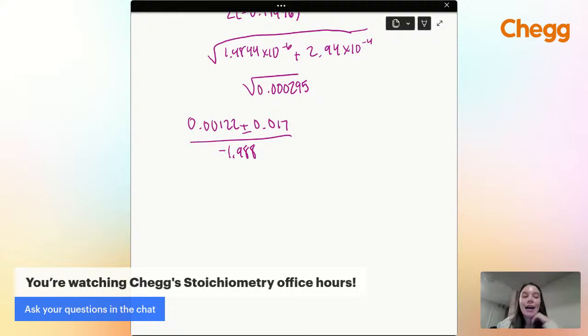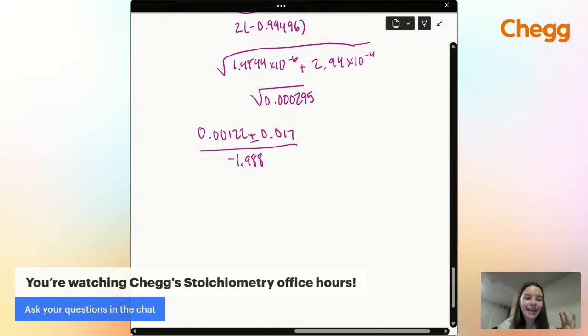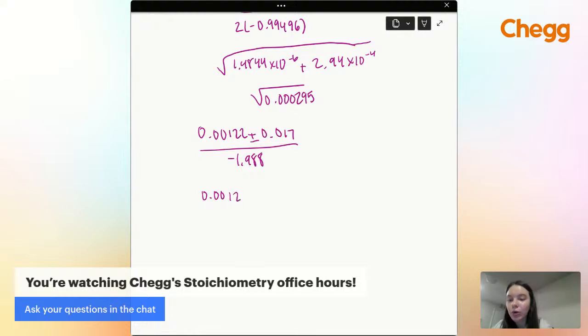I'm going to tell y'all now, since the denominator is negative, we need the top to be negative so that we can end with a positive answer because our x can't be negative. That's another rule of rate of reactions. We had 0.00122 minus, we're going to do minus 0.017 over negative 1.988. So let's put that in the calculator.